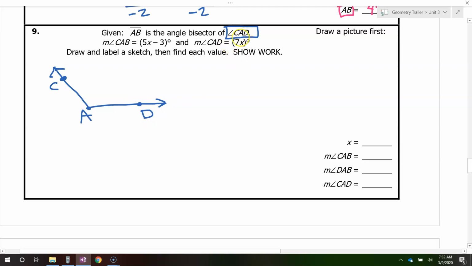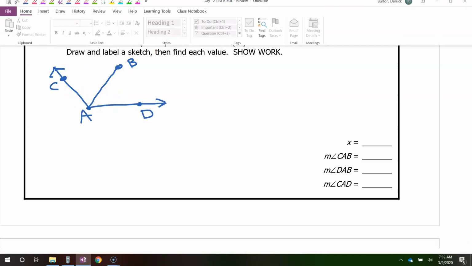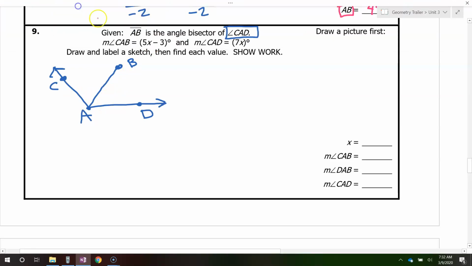So there's angle CAD. Now AB, segment AB is the angle bisector. So I'm just trying to put this in the middle. So that is the bisector. So that means that this angle and this angle should be equal. Okay, let me undo that for now, but just keep in mind that those should be equal. So what is next? Angle CAB.